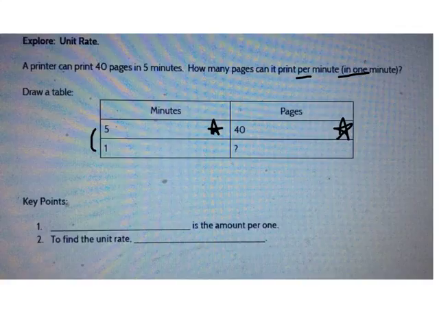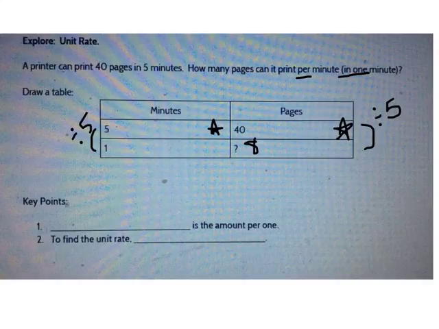How do I get from 5 to 1? I divide by 5. We talked last week about how we can create equivalent ratios by multiplying or dividing by the same number for both quantities. So let's do it. We need to divide 40 divided by 5 as well to keep the ratio equivalent. What's 40 divided by 5? It's 8. So the printer can print 8 pages per minute, or 8 pages every 1 minute.